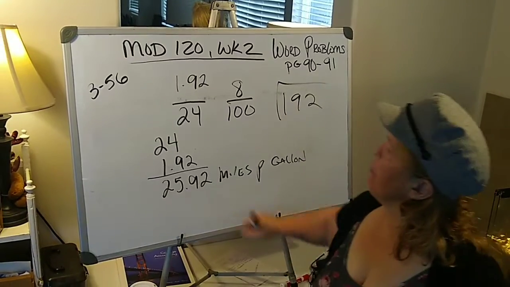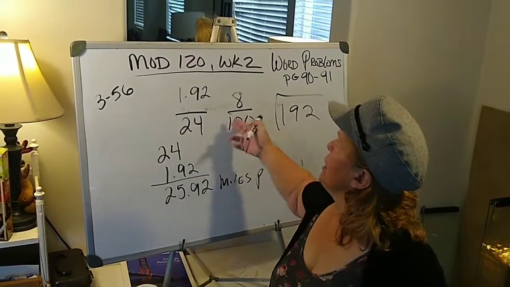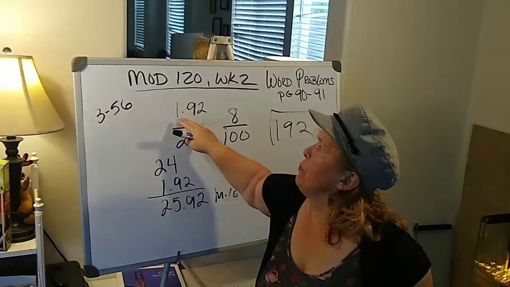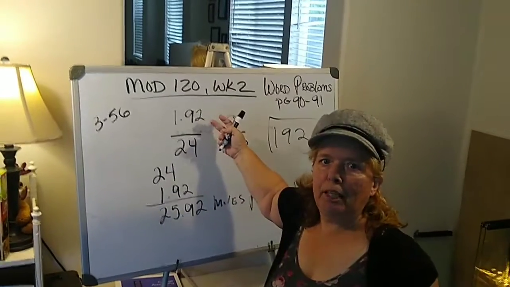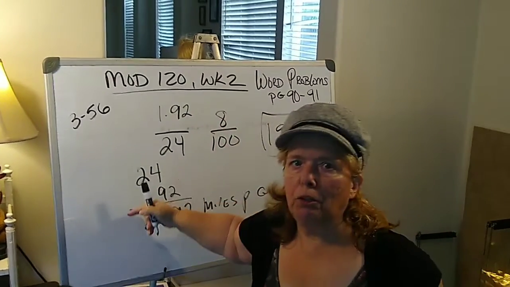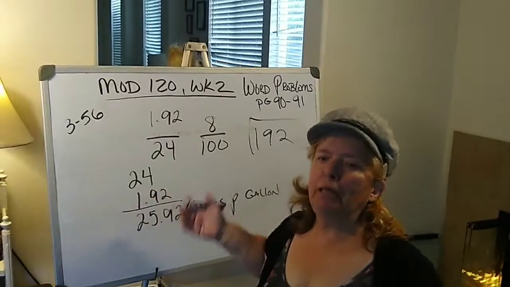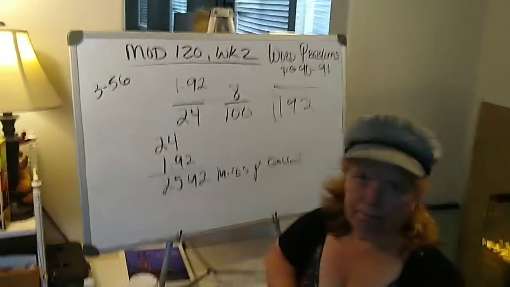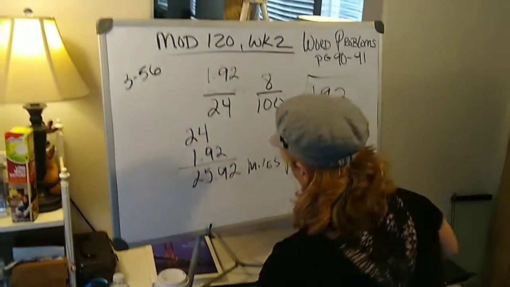Okay? So before she was getting 24, it's increased by 8%. 1.92 is 8%. So we're going to add that to the current miles per gallon she's getting, which means she's getting more miles per gallon. Okay, moving on.